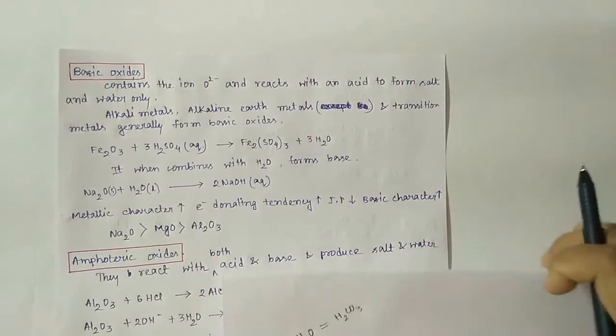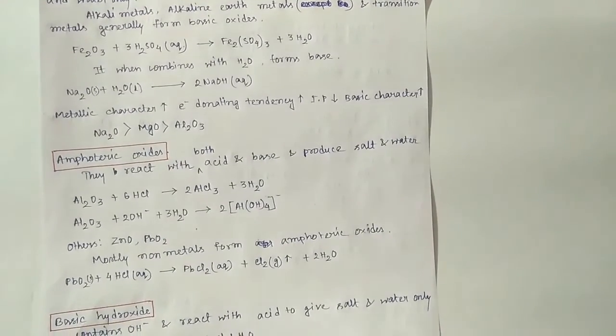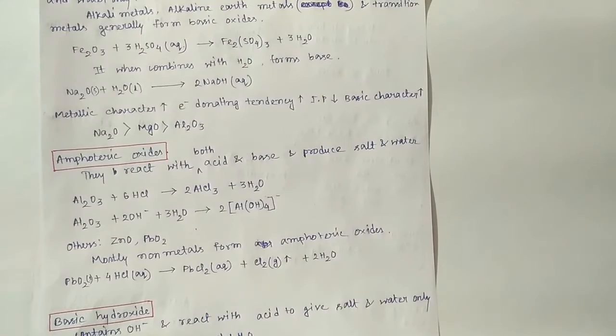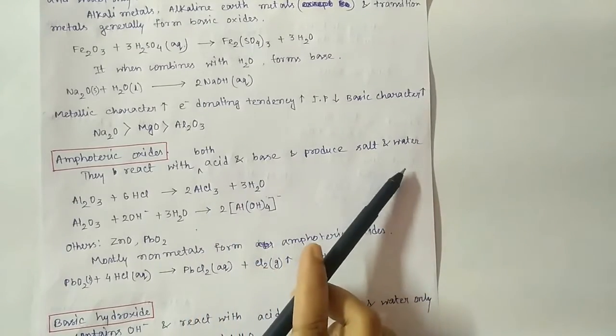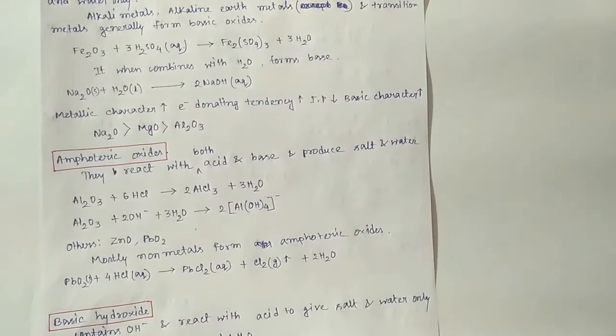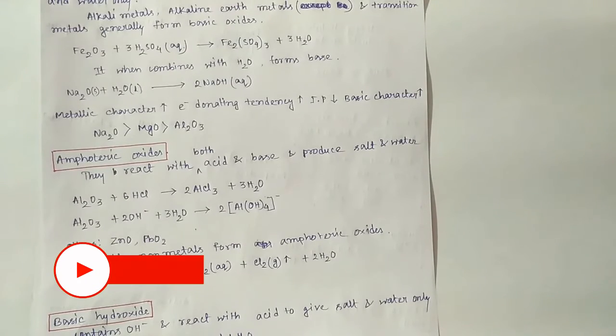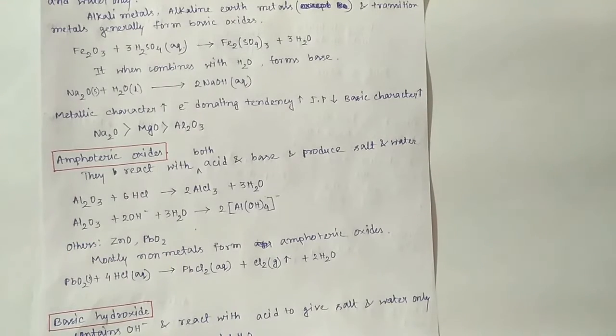There is another kind of oxide that is also present, that is amphoteric oxide. Amphoteric oxide is just between your basic oxide and acidic oxide. They react both like base and acidic oxide. So they react with both acid and base and produce salt and water. Previously I told you that basic oxide, when it reacts with acid, produces salt and water. Similarly, when acidic oxide reacts with base, it produces salt and water. But amphoteric oxides are those oxides that react with both acid and base, and they produce salt and water.